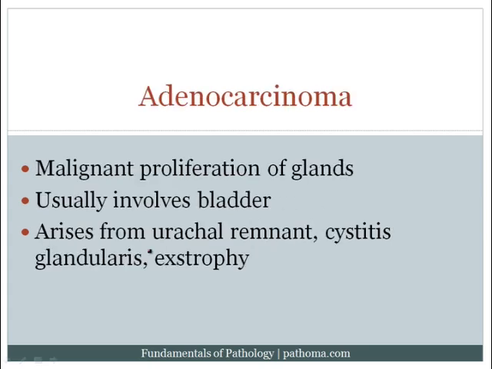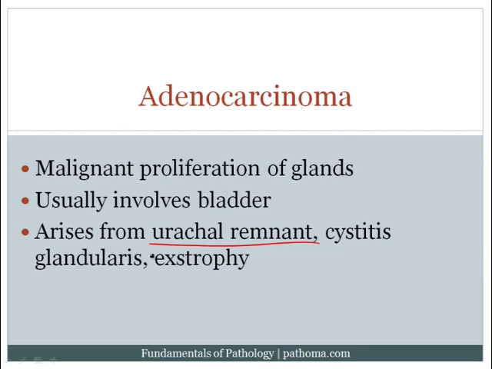The third type of lower urinary tract carcinoma is adenocarcinoma. This is, of course, a malignant proliferation of glands, and it usually involves the bladder. Now, it's important to note that you normally don't have glandular epithelium lining the bladder, and so therefore this is only going to arise in particular circumstances. One super high yield circumstance is that this can arise from a urachal remnant.